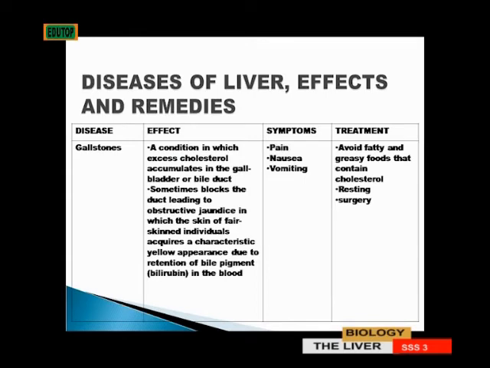The next disease of the liver is gallstones. This is a condition in which excess cholesterol accumulates in the gallbladder or the bile ducts. Sometimes it may block the ducts and it will lead to an obstructive jaundice, in which the skin of a fair-skinned individual acquires a characteristic yellowish appearance due to the retention of blood pigment in the blood, and that blood pigment is called bilirubin. So there is a blockage, just as we have in kidney stones.